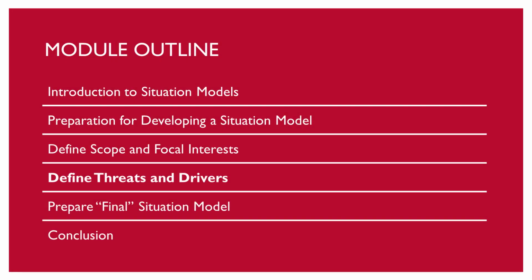In the previous section, we began the process of developing a situation model. Namely, we introduced defining your biodiversity program scope and biodiversity focal interests. You also learned about how you can illustrate the potential impact of these focal interests on human well-being interests. In this presentation, we will discuss defining and prioritizing direct threats to your biodiversity focal interests.